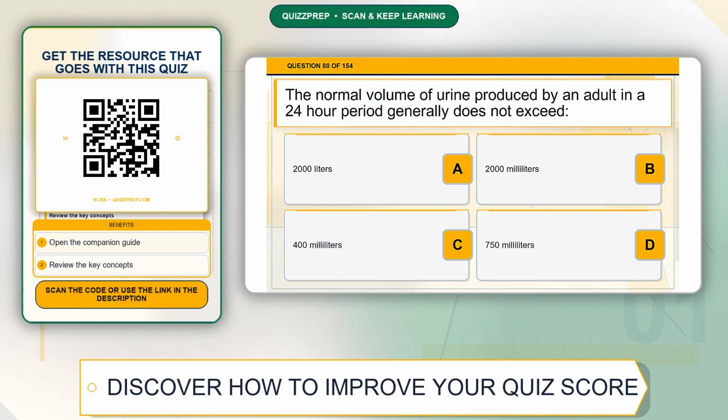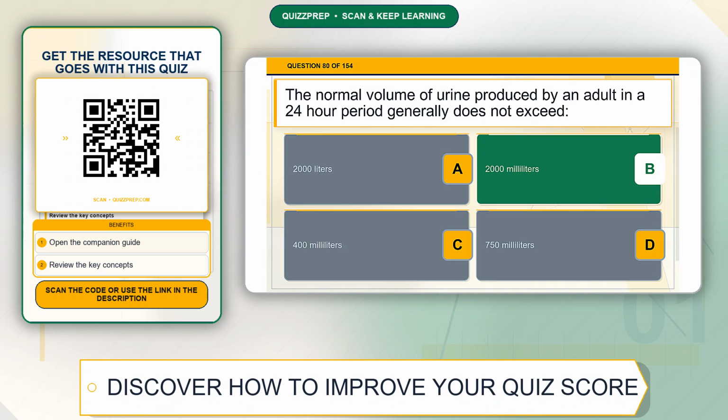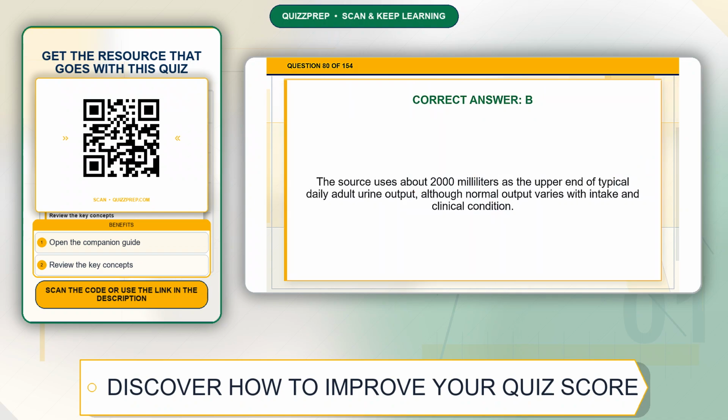Question 80. The normal volume of urine produced by an adult in a 24-hour period generally does not exceed: Option A, 2,000 liters. Option B, 2,000 milliliters. Option C, 400 milliliters. Option D, 750 milliliters. The correct answer is option B, 2,000 milliliters. Explanation. The source uses about 2,000 milliliters as the upper end of typical daily adult urine output, although normal output varies with intake and clinical condition.